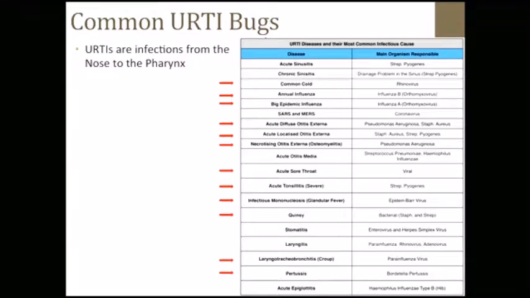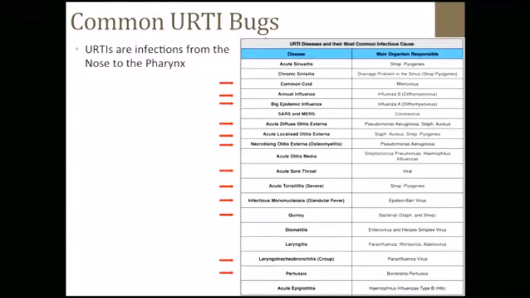Acute sore throat is usually viral, and if it's really severe, it can be caused by Strep pyogenes, and Strep pyogenes is also known as the bug which causes rheumatic fever. IM, infectious mononucleosis, also known as glandular fever, also known as kissing fever, is caused by the Epstein-Barr virus. Quinsy is caused by bacterial staph or strep, and croup is caused by your parainfluenza virus, and pertussis is caused by Bordetella pertussis.